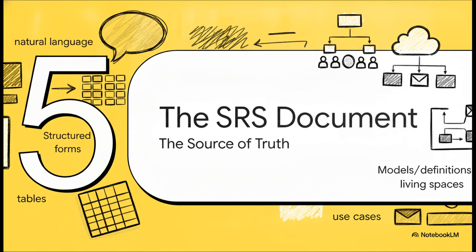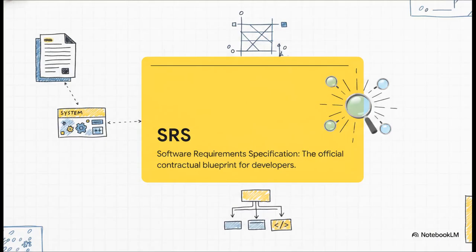So we have natural language, structured forms, tables, and use cases. This brings us to Section 5, the SRS document. Because we have to ask, where do all of these different models and definitions ultimately live? Well, they live in the Software Requirements Specification, commonly known as the SRS document. Let's define this clearly. The SRS is the official statement and contractual blueprint of exactly what the system developers must implement. It integrates both the high-level user requirements and those highly detailed system requirements into one absolute source of truth.